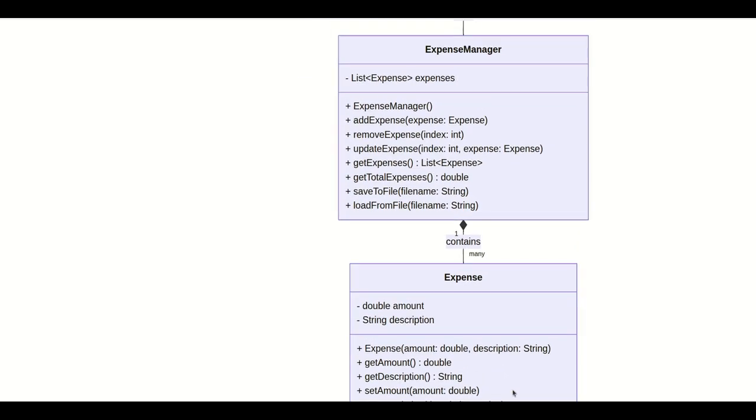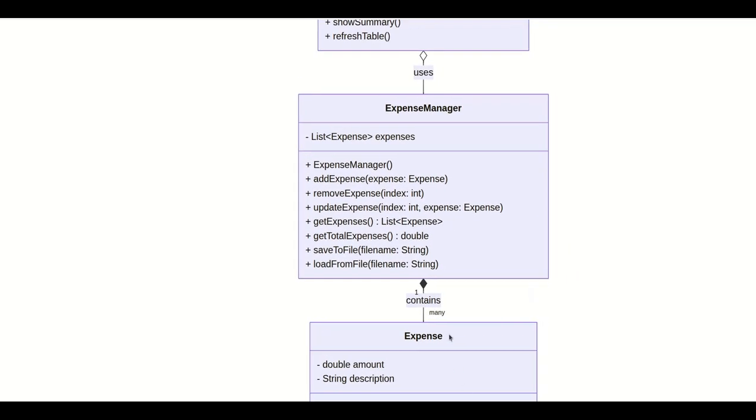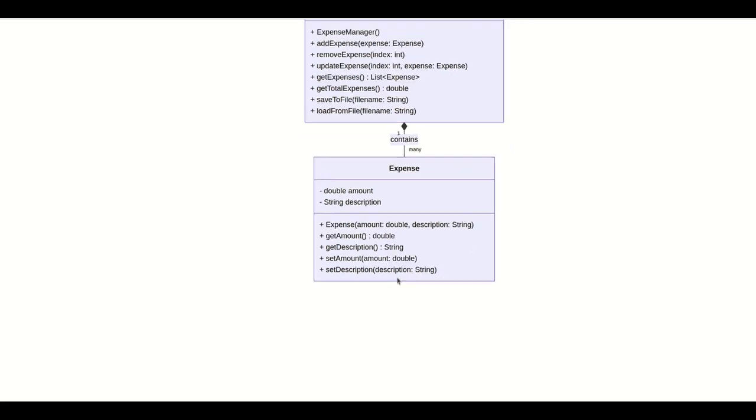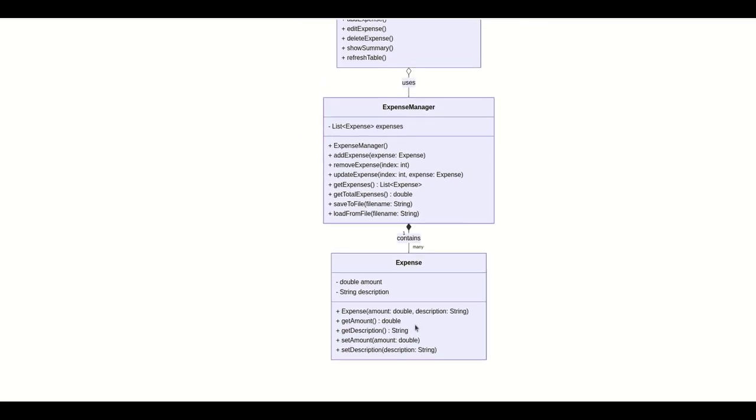The relationships between the classes show that Expense Tracker GUI uses one instance of Expense Manager, and Expense Manager is composed of many expense objects. This design cleanly separates concerns with GUI, business logic, and data representation, each in their own class. Overall, this diagram reflects how your application handles user interaction and manages expense data and persists it efficiently using a small tweak to the existing code.